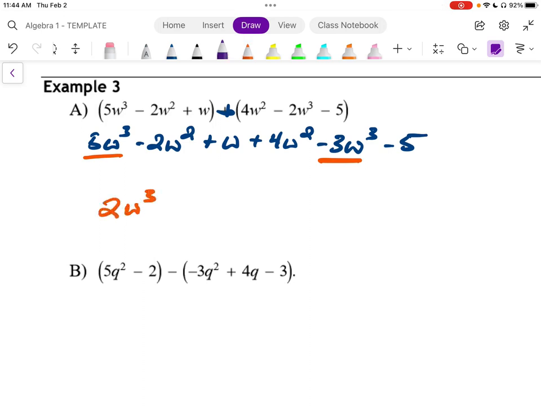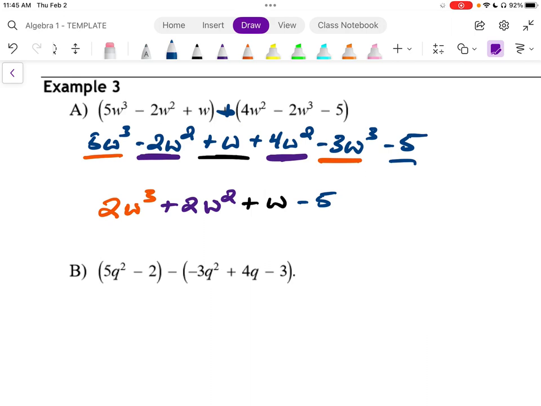And then I'll look for another one. After 3, I get 2, so degree 2 is right there. Negative 2 and positive 4 gives me 2w squared. Now I have plus just a plain old w. There's nothing to go with it. And maybe I can write that a little bit nicer. And then lastly, we have the minus 5 on the end.